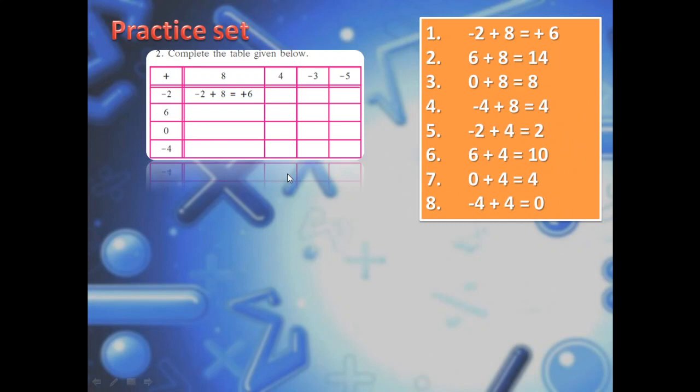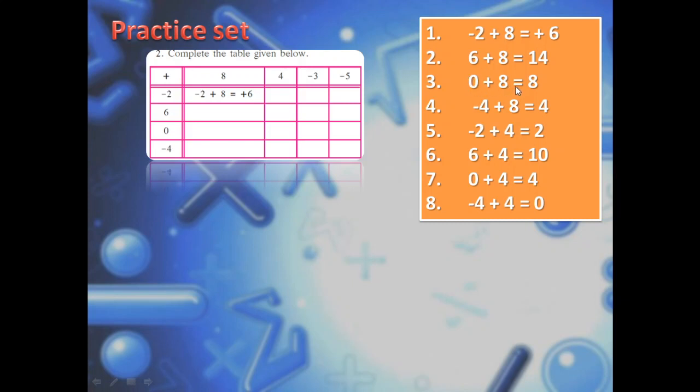Now first one is minus 2 plus 8. Since I have both with different symbols, I will subtract. I got the answer as 6. Bigger number is 8 with positive sign, so plus 6. Second one, 6 plus 8, same sign. I have to add and common symbol as plus, 14, or just 14 you can write.